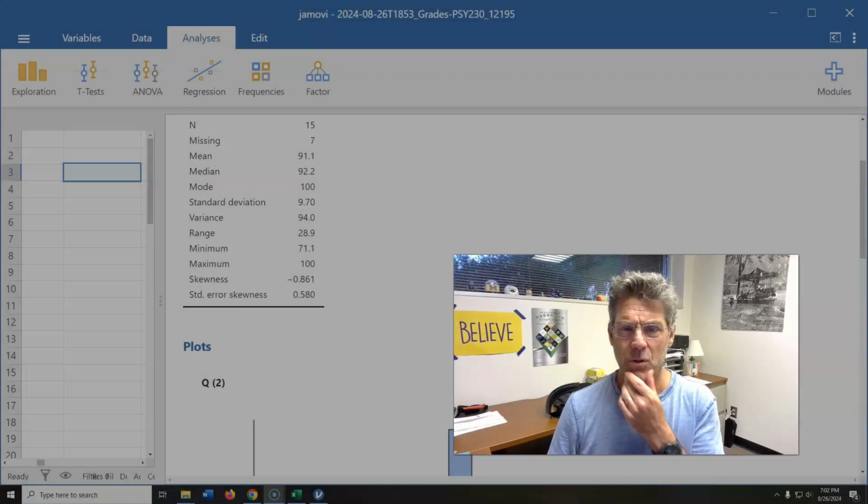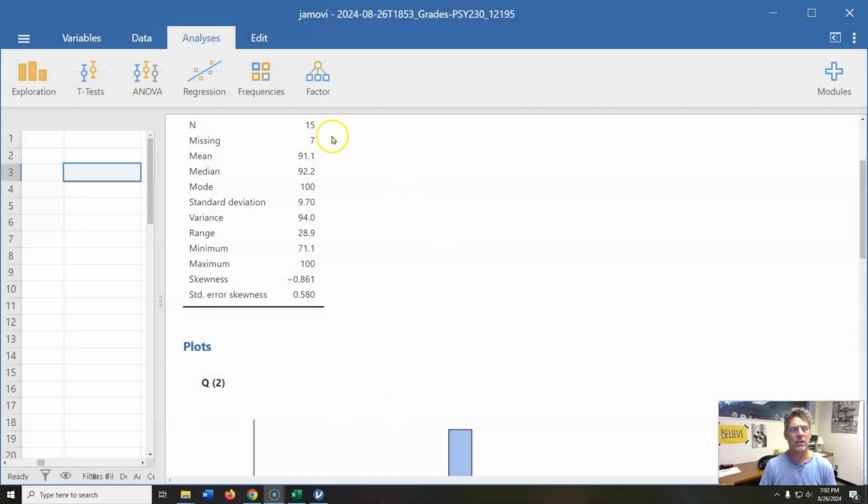Let me show you what we have for right now. It looks like we've got about 15 people who have taken the test so far. The average score on the test, as you can see here, is a 91.1. The median score is 92.2. So this means half of you scored above 92, half of you scored below 92. The mode, the most frequently occurring score, was 100. Actually, I think we had 6 people with a perfect score of 100.